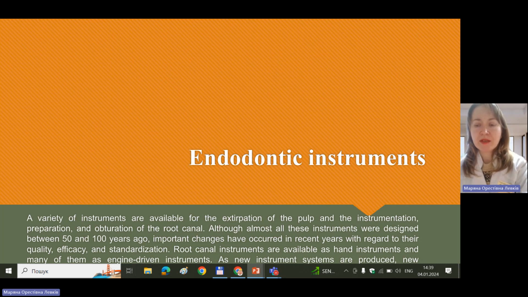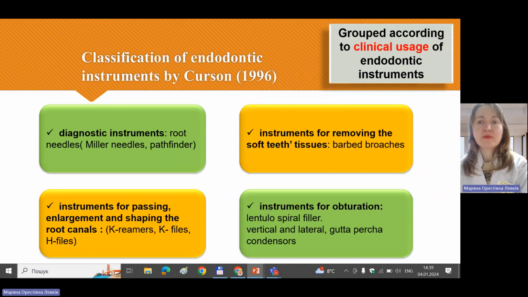Root canal instruments are available as hand instruments and many of them as engine-driven instruments. As new instrument systems are produced, new materials and new instruments evolve. Here I suggest a classification of endodontic instruments that was designed by Carson in 1996. According to this classification, instruments are grouped according to clinical use.